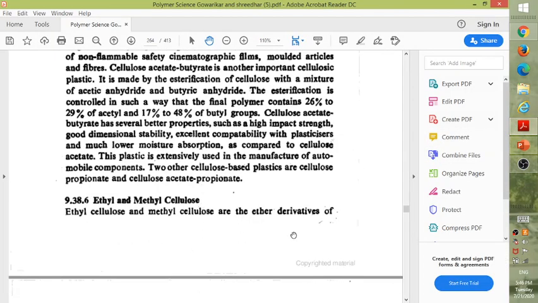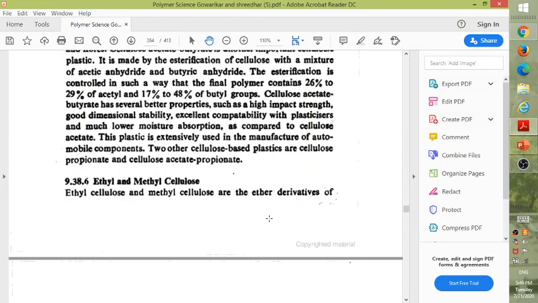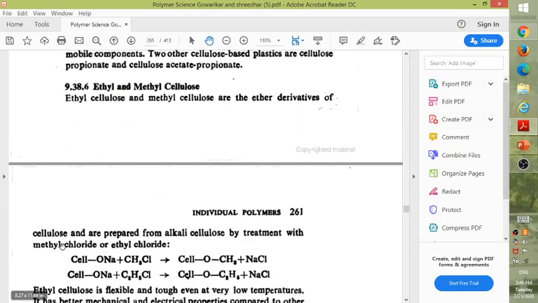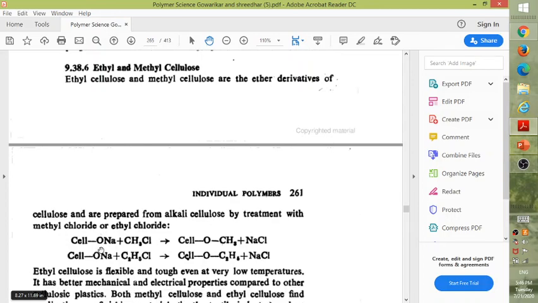Ethyl cellulose and methyl cellulose are the ether derivatives of cellulose and are prepared from alkali cellulose by treatment with methyl chloride or ethyl chloride. So you take simple alkali cellulose, CellONa. Then you take methyl chloride and you will get an ether derivative of cellulose, that is CellOCH3 plus NaCl as byproduct, and in this case you will get CellOC2H5. This is the methyl group, this is the ethyl group.